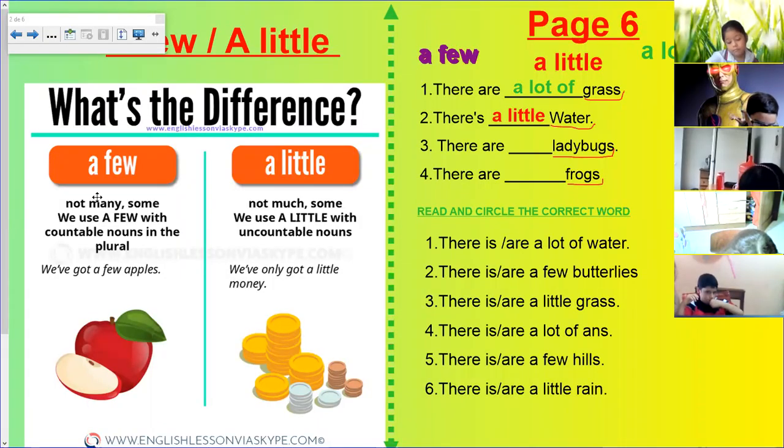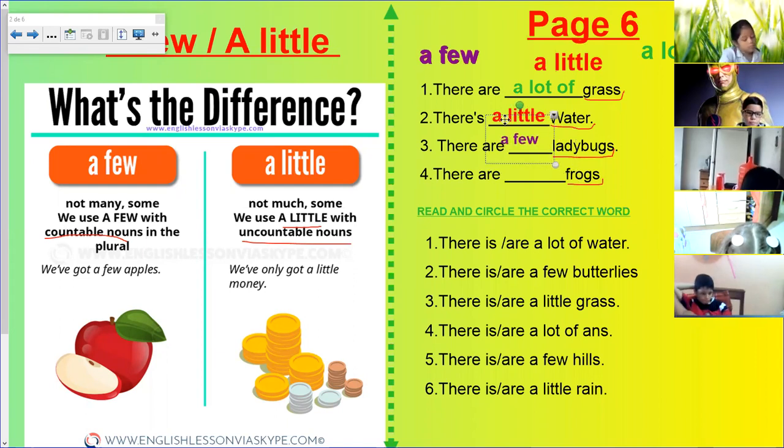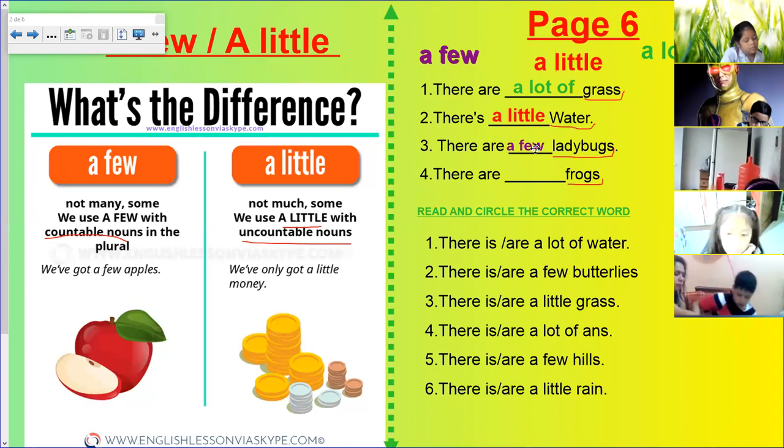So what do we have to use, a few or a little? Remember that a few is with countable nouns. Few. A few. Very good. So the answer is a few. There are a few ladybugs. Hay pocas mariquitas. In this case, there are 2 ladybugs, so that's why we use a few. Okay, the last one.